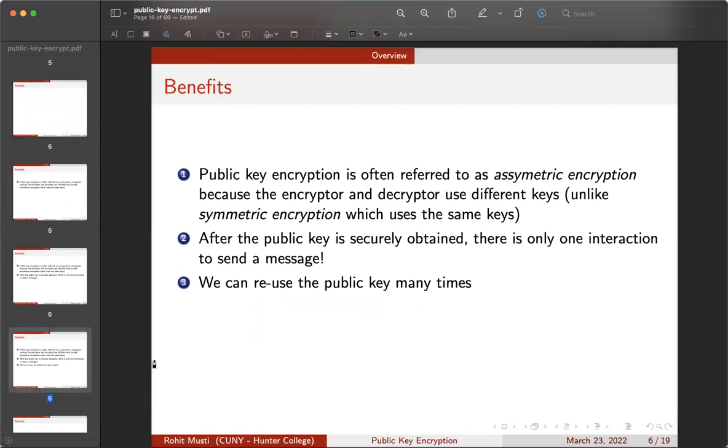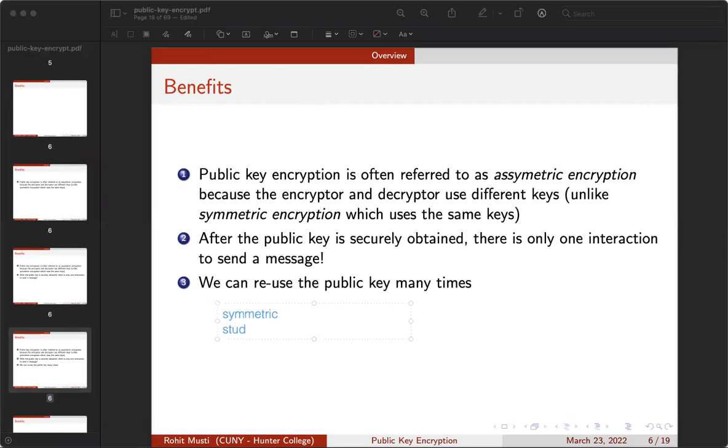Another benefit is we can reuse the public key many times, right? So if you have symmetric key cryptography and student 1 shares a secret with student 2, they need a different secret for student 1 to share a message with student 3. So this is true of symmetric key cryptography, right? You need a unique secret for each pairing of people you're discussing this with.